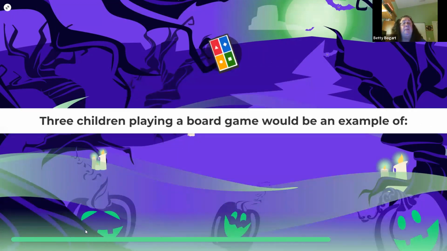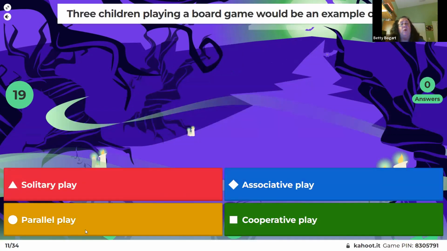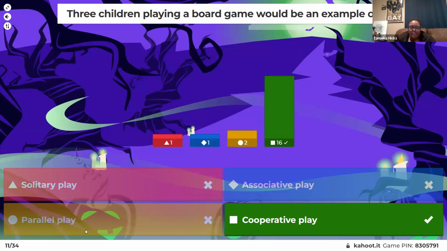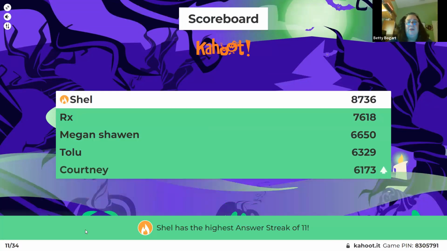Three children playing a board game would be an example of what type of play? You didn't know there were so many types of play, did you? Oh no, hit the wrong one. Gee, I hate when that happens. It's called cooperative play. Cooperative, and we're going to play checkers. So C, cooperative checkers. Get it? There's a goal. That's how I remember things.